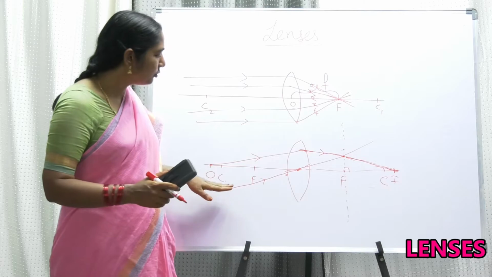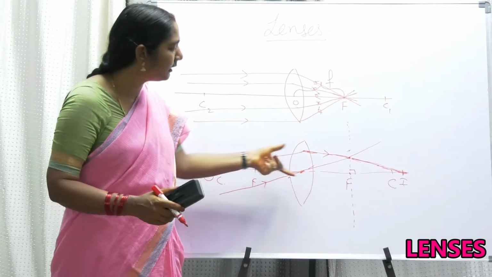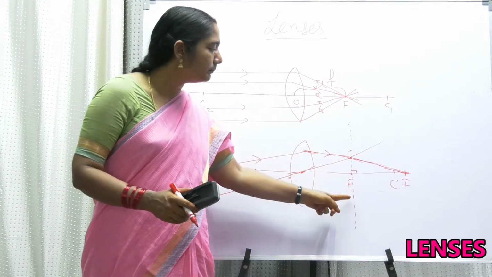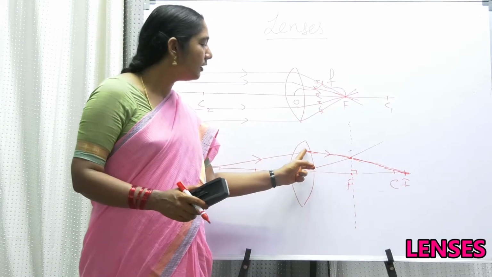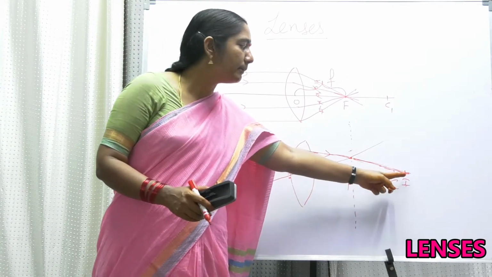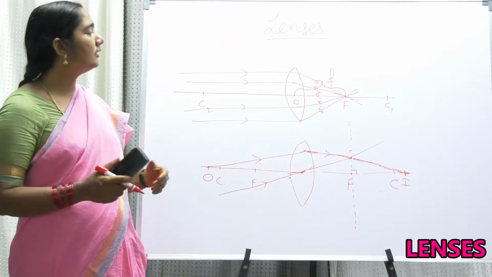and draw a line passing through the optical center which is parallel to the above ray, and just see that this ray intersects this normal at a point. Now join this line and just proceed. It meets the principal axis at a point where you get the image. That is the principle that we have to use.